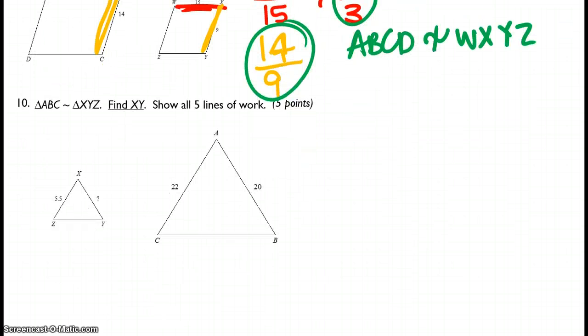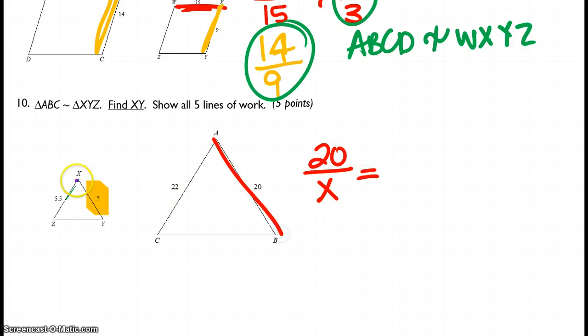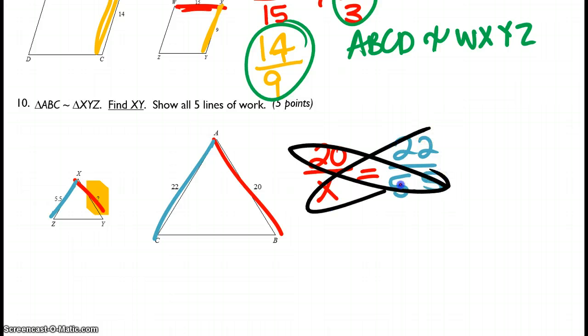All right, last one. So I am telling you that ABC is similar to XYZ. And I need to find this missing value right here. And in order to do that, I set up proportions of the similar sides. So I have 20 over the question mark equals, my other set of corresponding sides is 22 over 5.5. Okay, and from there I know I can do my cross proportions.